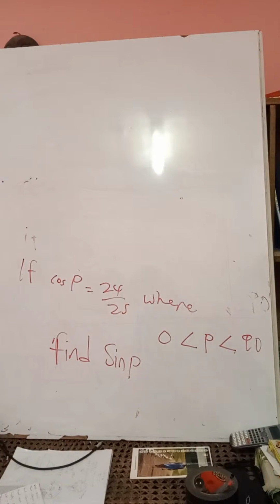This is a one minute question, or even you can use 30 seconds to solve it. If you already know your Pythagoras triplet, you should be able to do it fast. So you draw the triangle, you have 25, you have 24 at one side, then you find sine P. That's all.